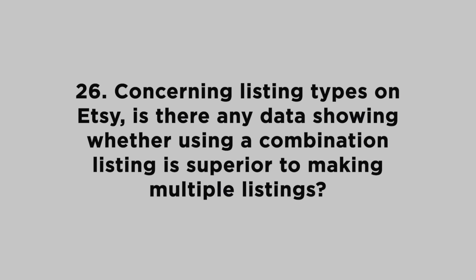Number 26, concerning listing types on Etsy, is there any data showing whether using a combination listing is superior to making multiple listings? Okay, great question. So, for example, if you have a listing with the same design, but you can choose whether it's mum, dad, brother, or sister, with a drop down, yes, you could do that on Etsy, and that works. The benefit of having multiple listings, even though it will cost you 20 cents per listing, is that it also allows you to have more of a presence in the marketplace.